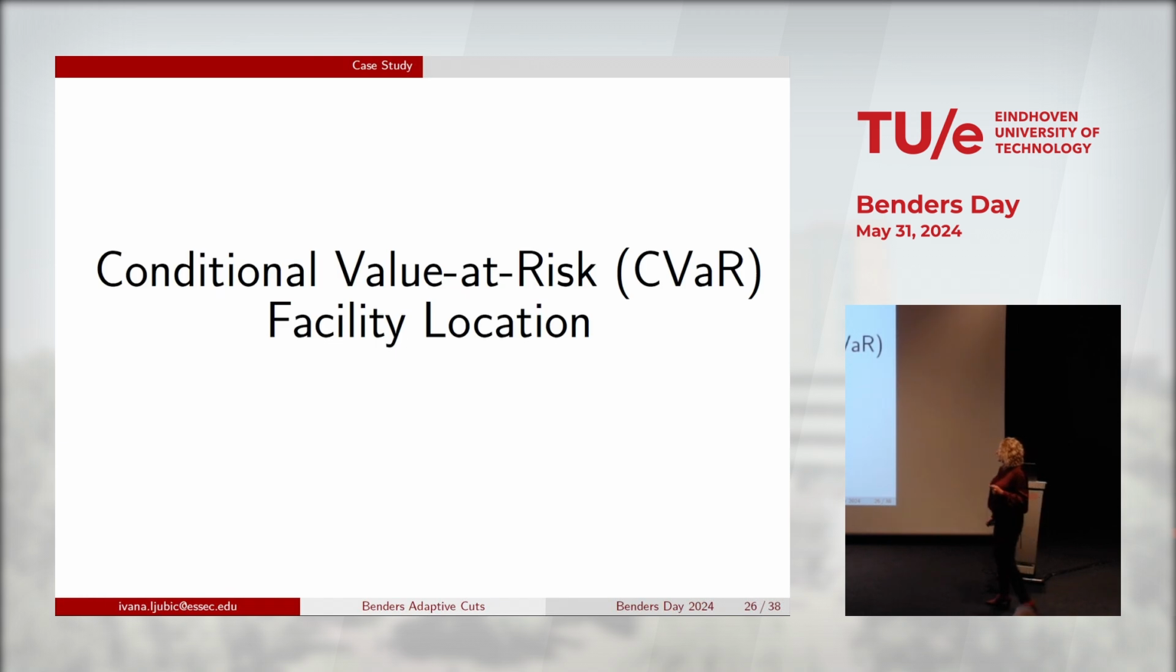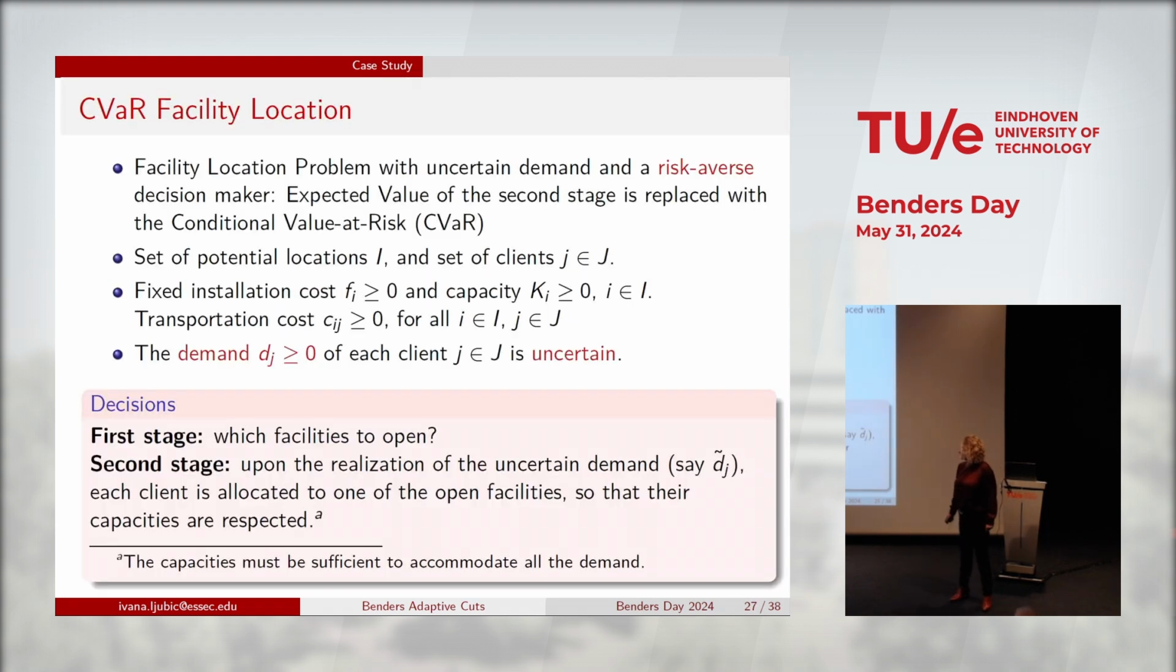Now let's move to the conditional value at risk problem, facility location. Again, I would say it's a really, really simple problem, but great to illustrate the power of Bender's decomposition, and in particular of adaptive Bender's cuts in such situations.